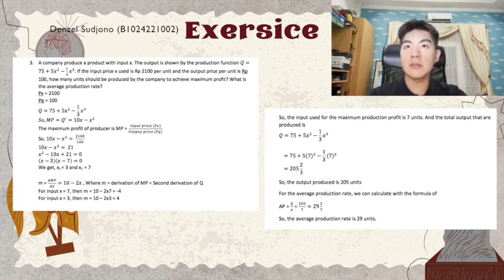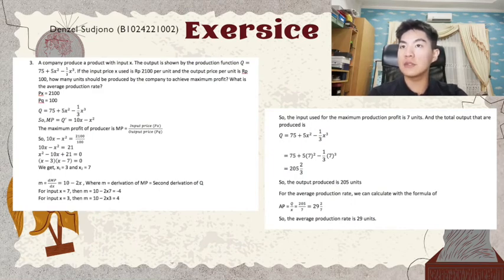For number 3, a company produces a product with input X. The output is shown by the production function Q equals 75 plus 5x squared minus 1 per 3 x to the power of 3. If the input price X used is 2,100 rupiah per unit and the output price per unit is 100 rupiah, how many units should be produced by the company to achieve maximum profit? What is the average production rate?